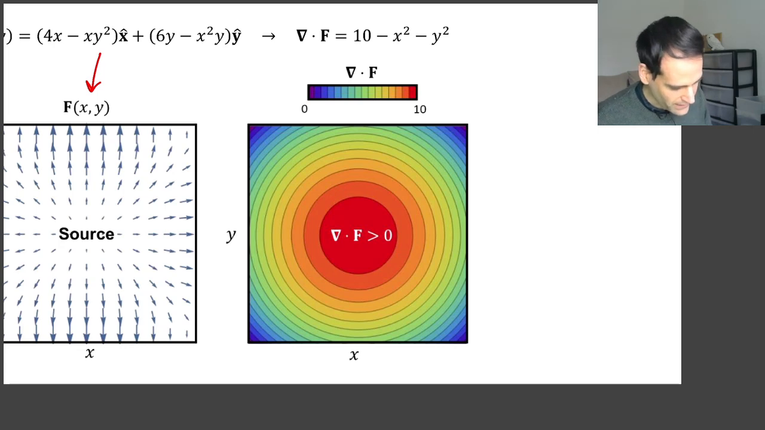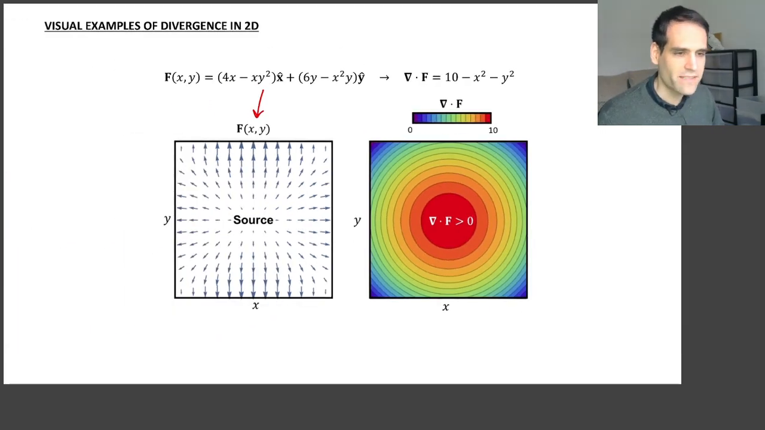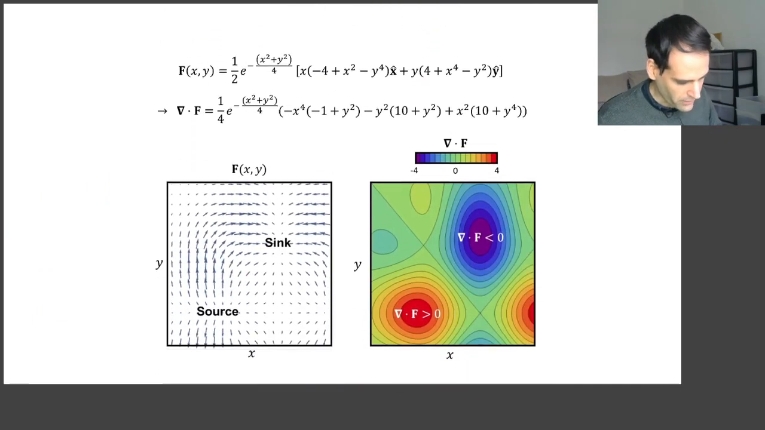And indeed we see that near the center we are getting high values of the divergence, positive values, meaning that there is a source in the center. But notice that at every single point in space we can calculate the divergence, and it's given by some value. So this is one example of the divergence. Let's look at another, more complicated example.